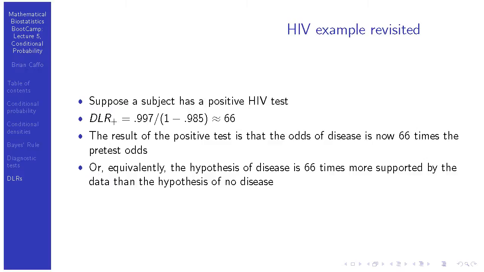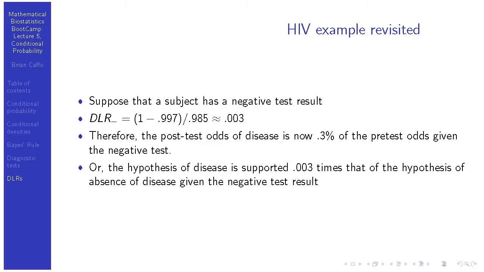So that means that regardless of your prior behavior in the population you're coming from, the virtue of this test is that now you have 66 times the pretest odds of having the disease. Or equivalently, the hypothesis of disease is 66 times more likely, supported by the data, than the hypothesis of no disease.